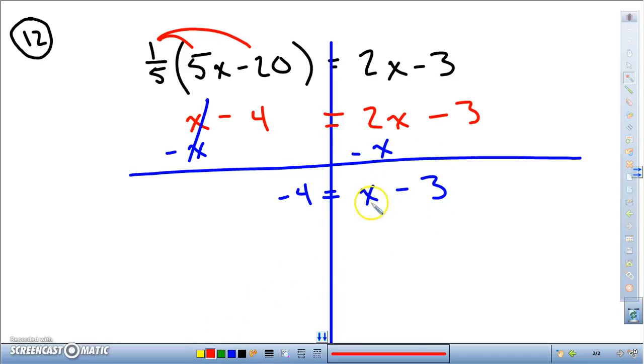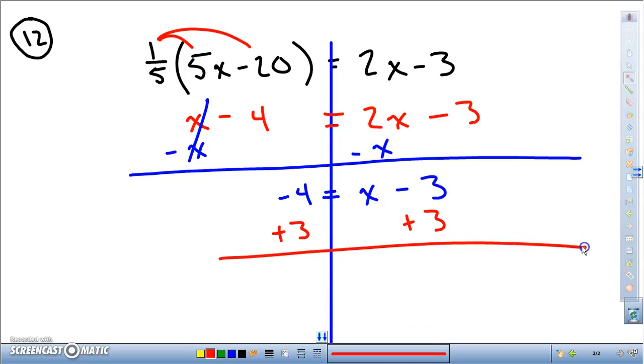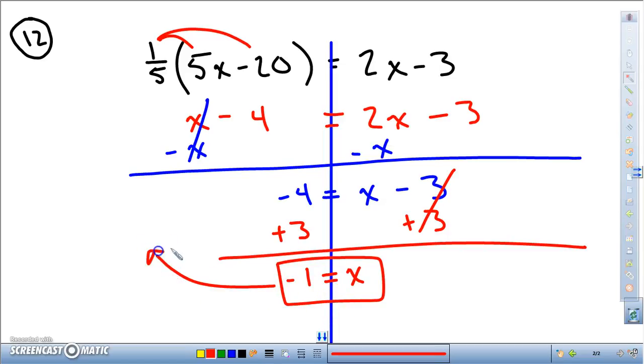And now I have to isolate the variable term. So I'm going to undo the subtraction by adding 3 to both sides. That's going to cancel and leave me with x. And then negative 4 plus 3 is a negative 1. I already have a coefficient of 1 on my variable, so I'm done. And then you can always flip these back around to keep the variable on the left if you want to.